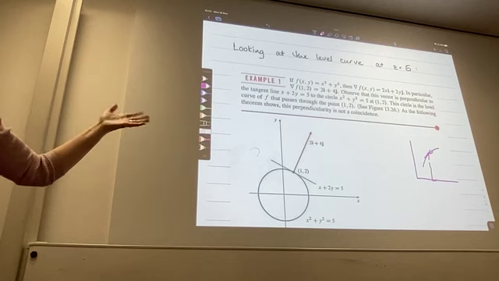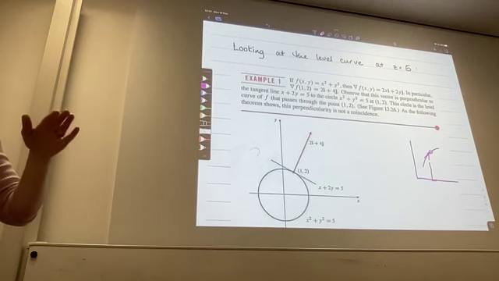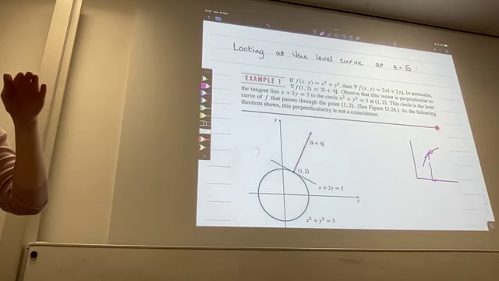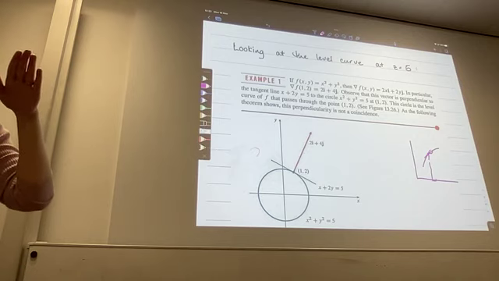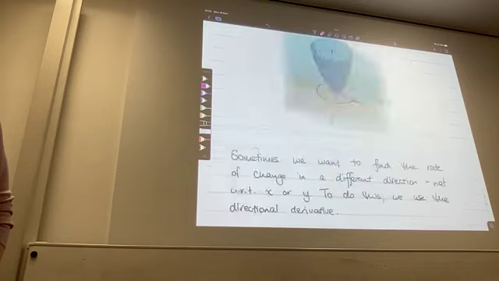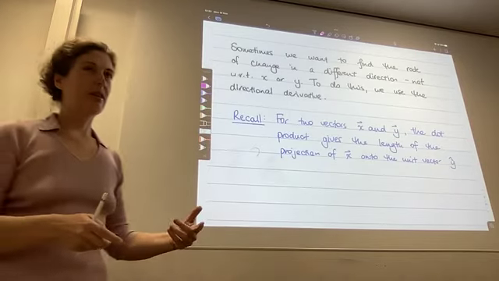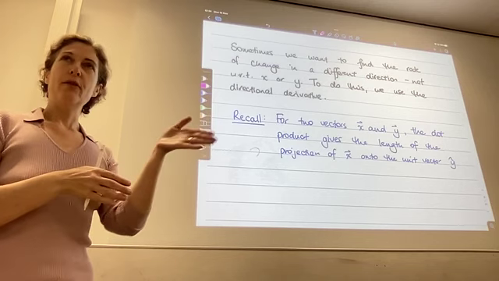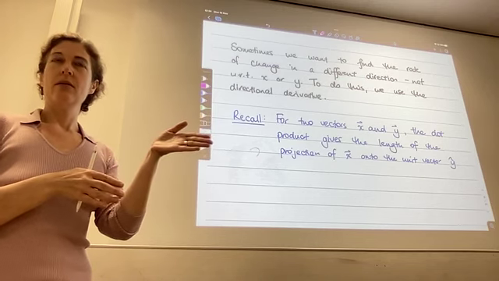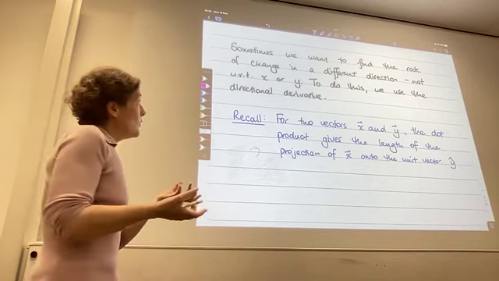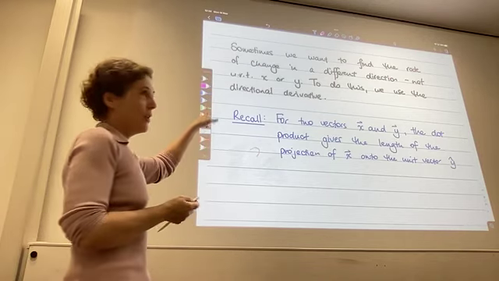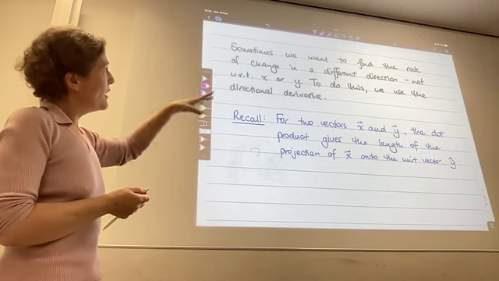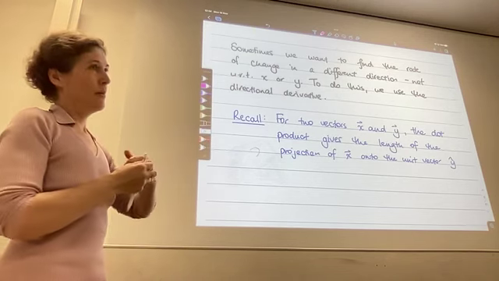So that's great, this tells us which direction to go in, how to change x and y to increase as fast as you can. But sometimes you want to ask a slightly different question: if I go in a particular direction, how much will my function increase or decrease? To do that, we have what we call the directional derivative. Sometimes we want to find the rate of change in a different direction.